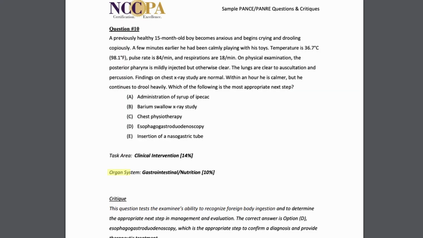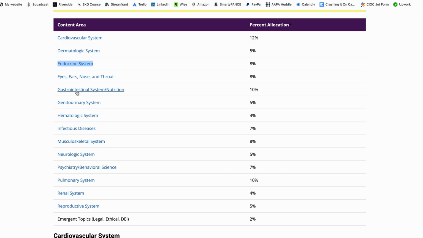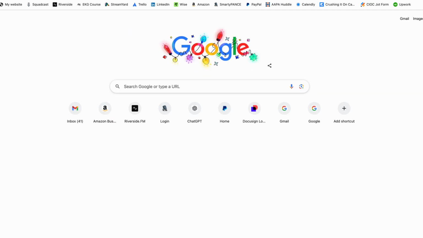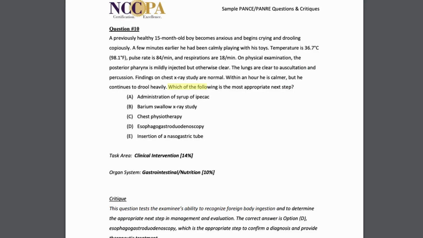So I want to look at one more because this is one of those that can be tricky. It says we're in GI nutrition. So I open that system. I've still got my searches ready to go. So we start off by reading what they're looking for. They want to know which of the following is the most appropriate next step. We hate these most appropriate ones, right?